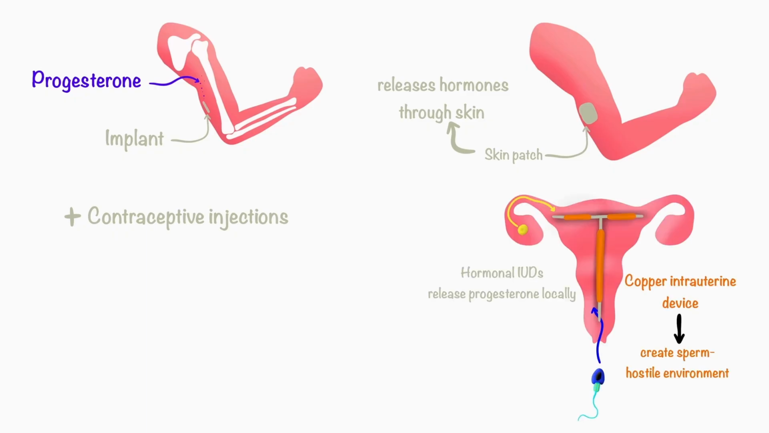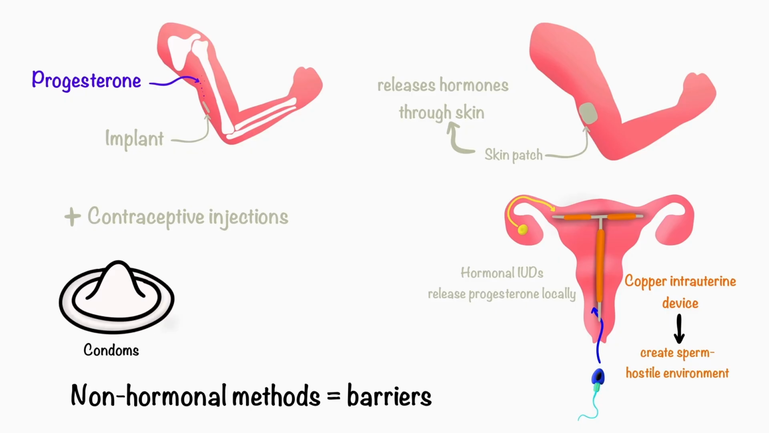Intrauterine devices are T-shaped devices inserted into the uterus. Some types release hormones like progesterone, while copper intrauterine devices don't contain hormones but still prevent pregnancy by creating an environment hostile to sperm. Non-hormonal contraception methods work by creating physical barriers that stop sperm from reaching the egg.